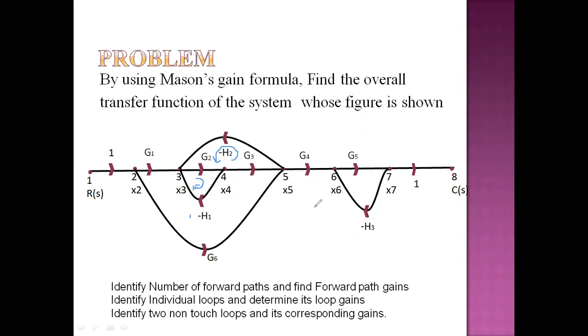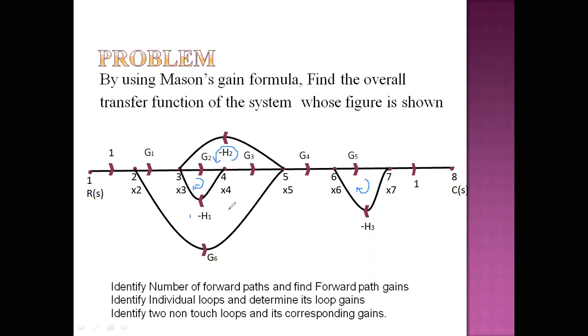And the third loop is, let us consider this node. The signal flows through this, reaches 7, then comes back to the same node. So this forms another loop. So there are 3 individual loops in this problem.